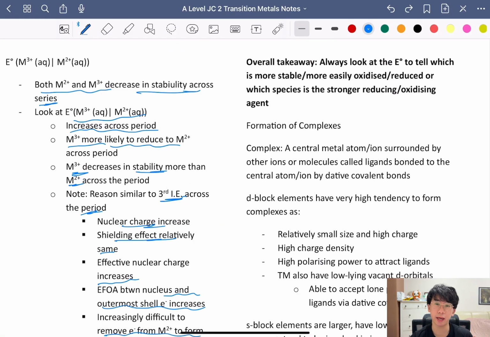So the overall takeaway is that you want to look at all the E0 values because you can use it to tell which is the more stable or the more easily oxidized or the more easily reduced species, or which species is the stronger or the weaker reducing or oxidizing agent.